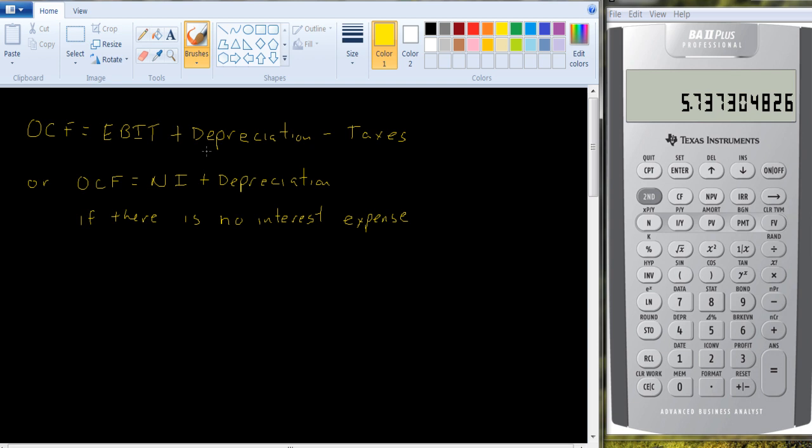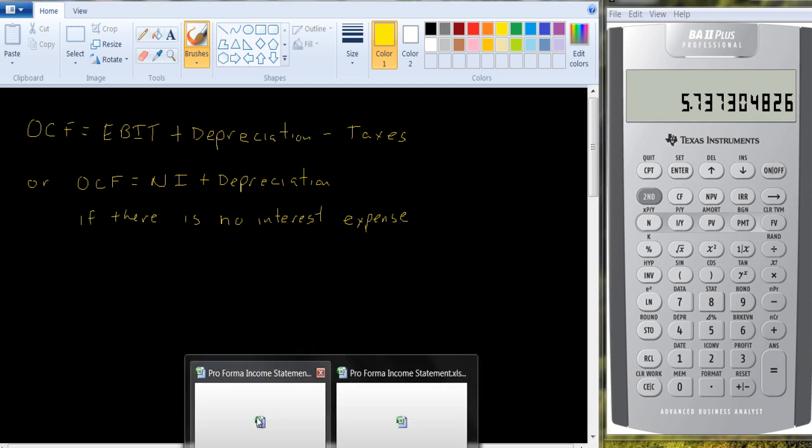Depreciation is tax deductible for the firm. So in this case, we want to subtract it out so we get the proper tax amount to pay, but we're going to add it back in because as a non-cash expense, you don't actually take money out of your bank account and pay someone for depreciation. It's an accounting thing. Another way to calculate operating cash flow is net income plus depreciation if there doesn't happen to be any interest expense. Okay, so that even makes it a little simpler.